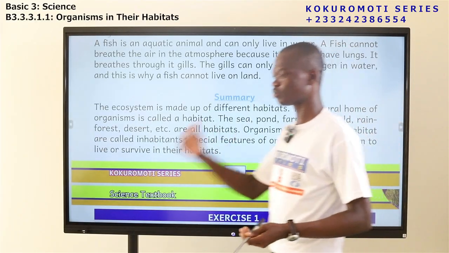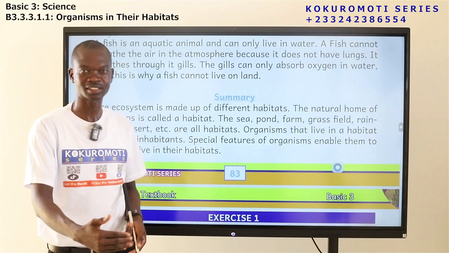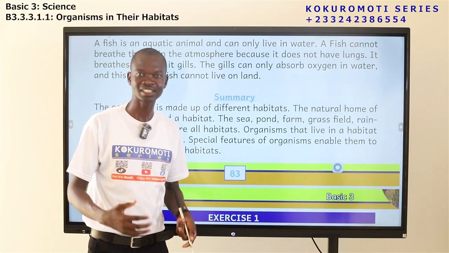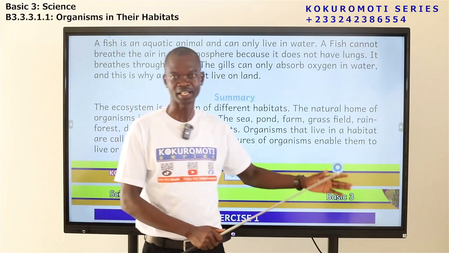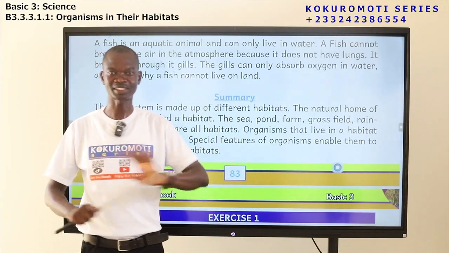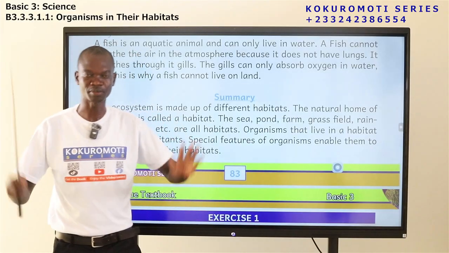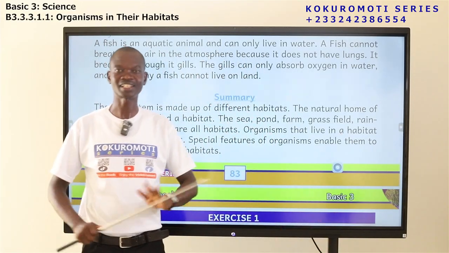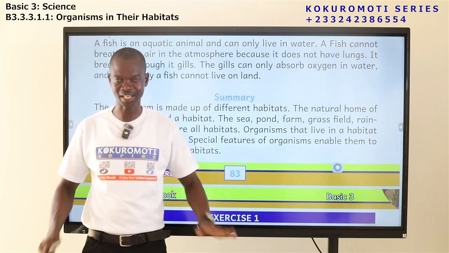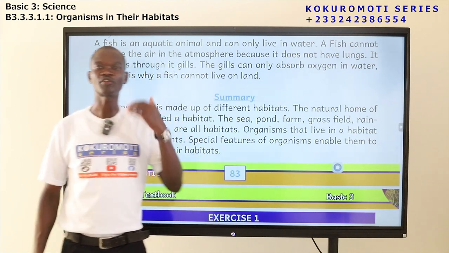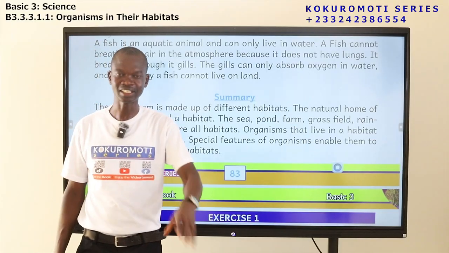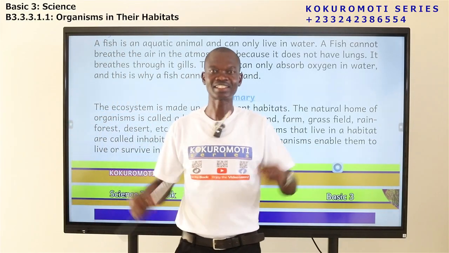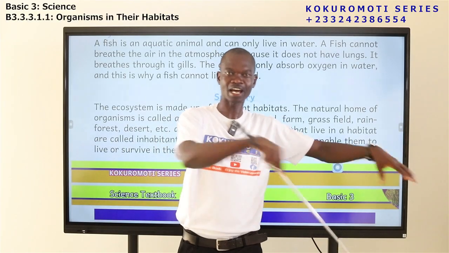So if you see animals living in particular places, you should know that they have something special, and those things are the reasons why they are able to live there. Today we have learned about habitats. We said that a habitat is a place where living things what? Live. The natural home for animals or for plants. That is habitat. Now we have also learned about inhabitants, the living things that live in a place, that live in the habitat.